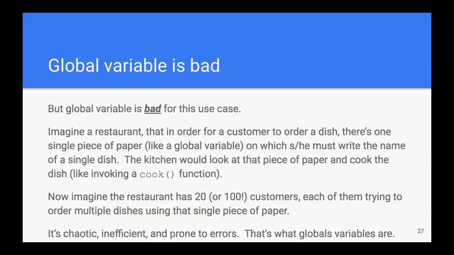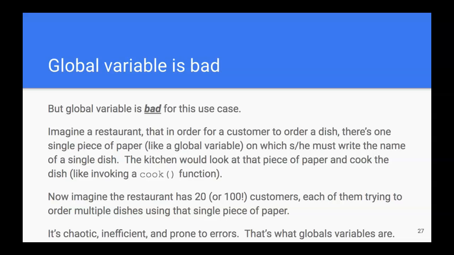Then the kitchen will look at that piece of paper and decide what to cook. When the kitchen performs an action, that's like invoking the cook function. So inside the cook function, it looks at that piece of paper, figures out what to cook, and then cooks it.